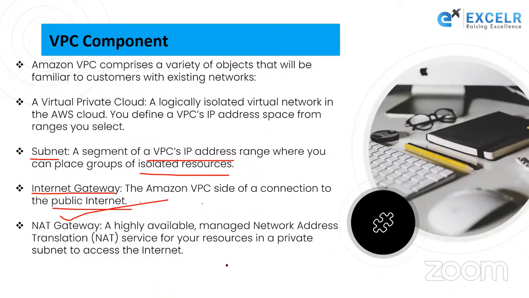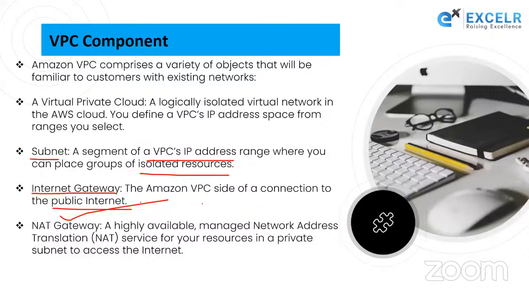And by doing so, we are protecting our private machines. Why? Because we don't want them to have access from the internet. So this is the functionality of a NAT gateway. For this NAT gateway, we need to create it in a public subnet, and then we need to add a route for this NAT gateway to go to the internet. Okay, and that will be only associated with your private subnet.